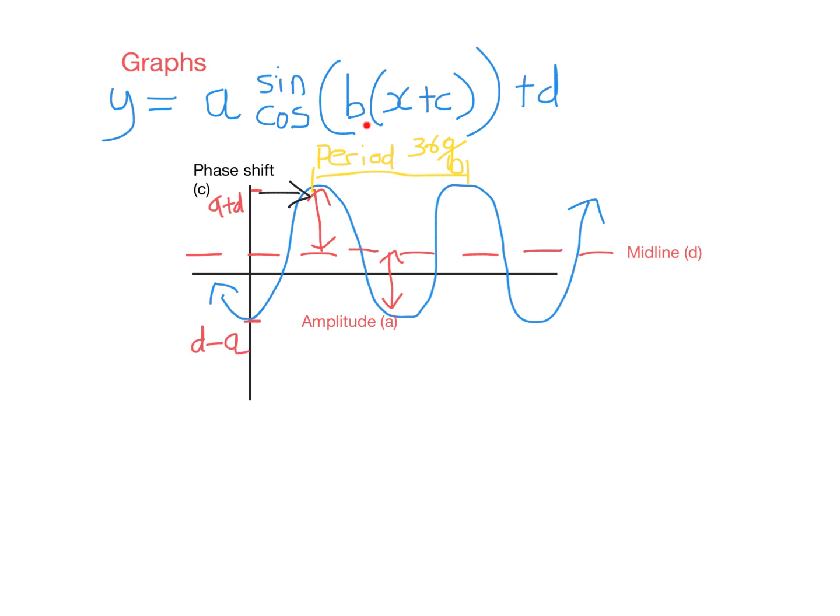Now, B helps us determine the period. B is not the period. The period is 360 divided by B. The period is the distance along the x-axis between peaks. C is the phase shift. Basically, think of the value of C being determined by where the first peak is. So you're probably thinking, okay, what does this have to do with trigonometric equations? Well, sometimes we want to use a sine or cosine function to model a phenomenon that goes up and down, up and down. And that's what we're going to do in the next question.